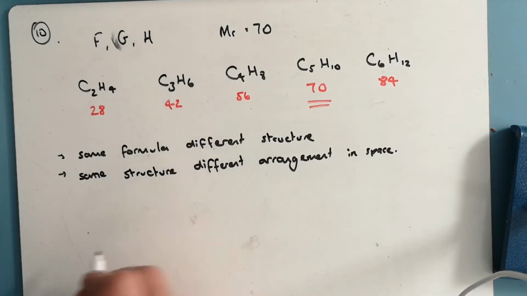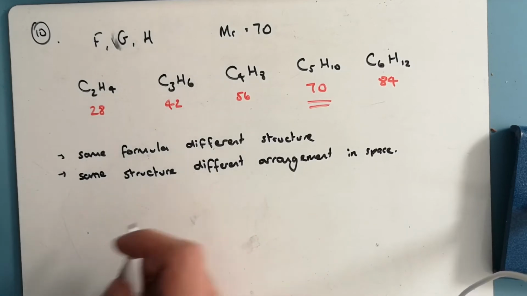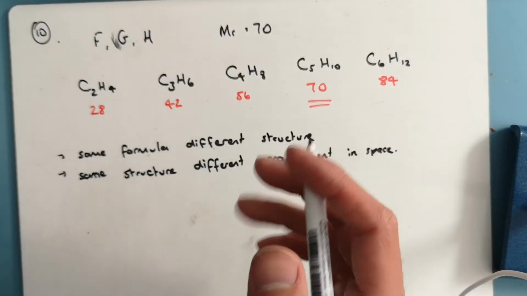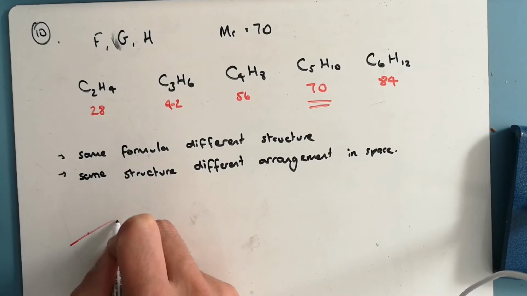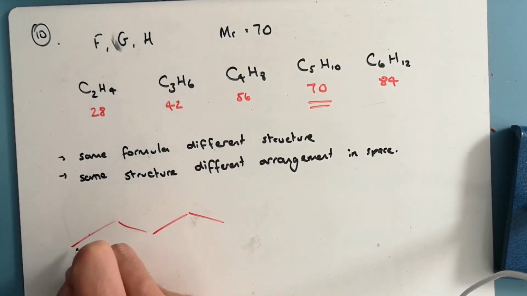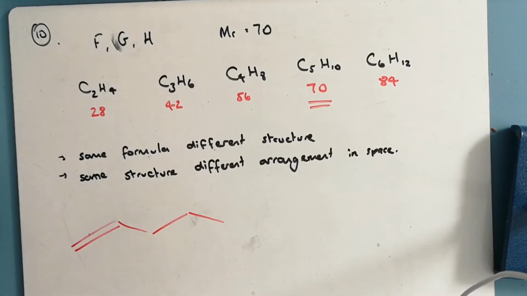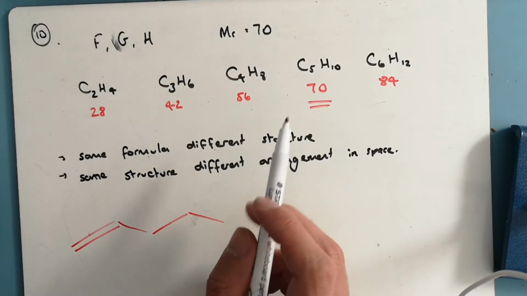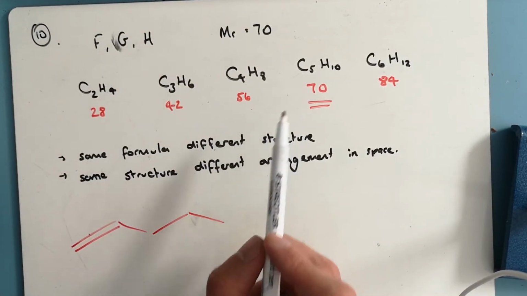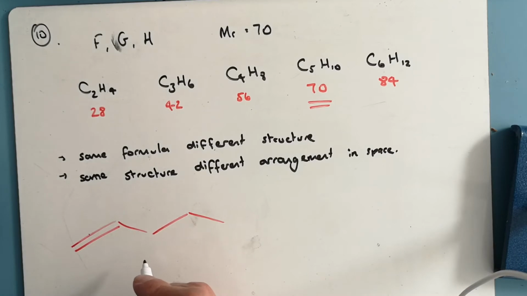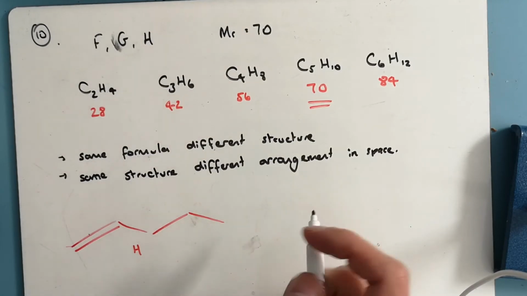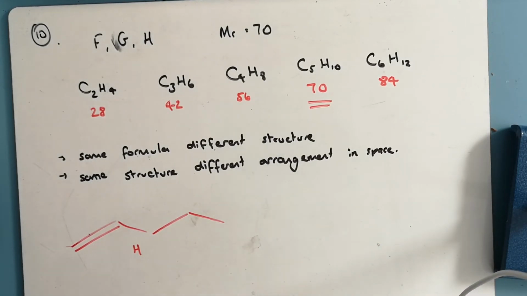I'll bring up the mark scheme and go through where the marks actually are in a bit. So suggesting structures for this. Well, one of them could just be pent-1-ene. So double bond on the first carbon. Now the second one and the third one, so I'm going to call this H, because F and G are EZ isomers, and we can't have an EZ isomer on pent-1-ene because off this carbon we've got 2 hydrogens, so we've got the same group on the same carbon.